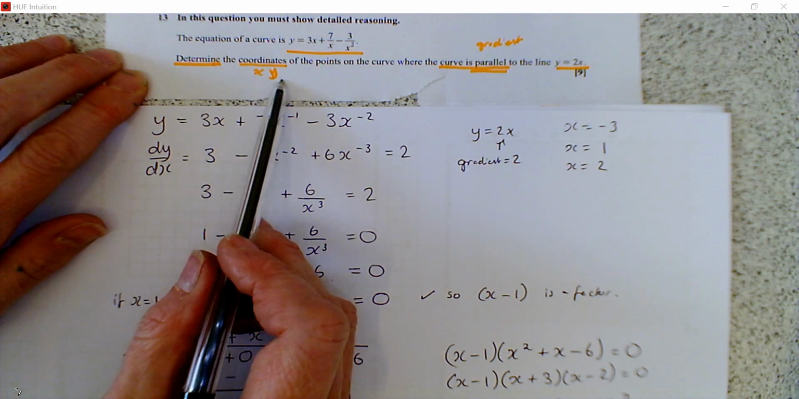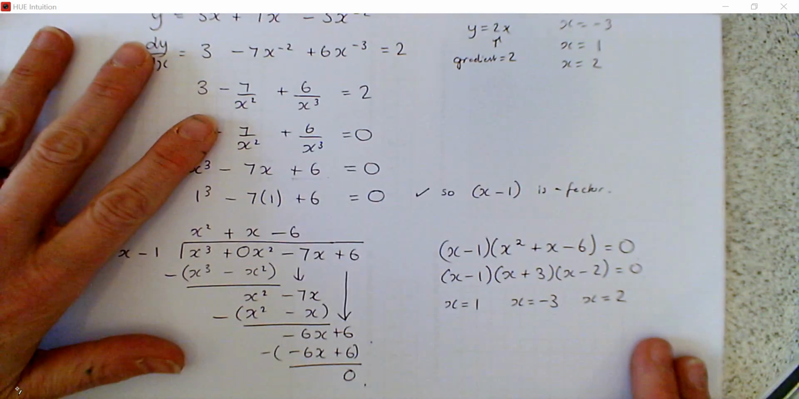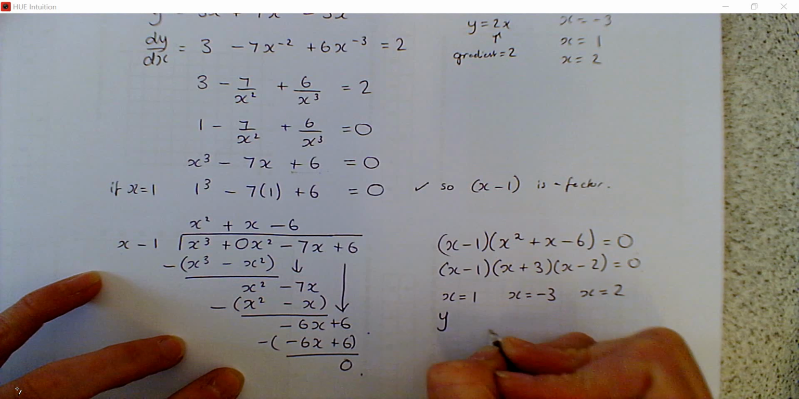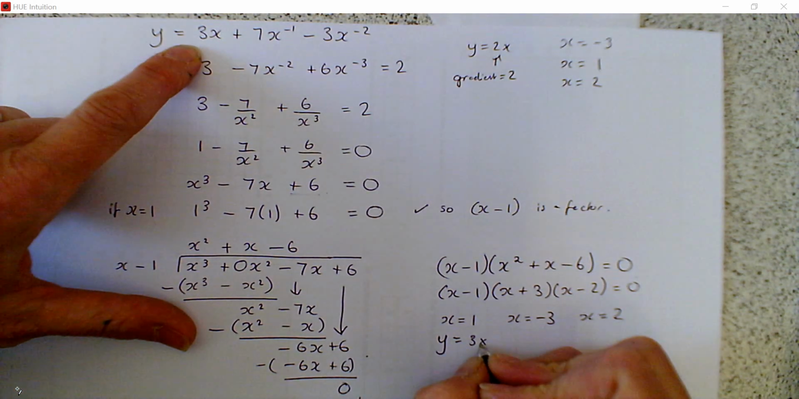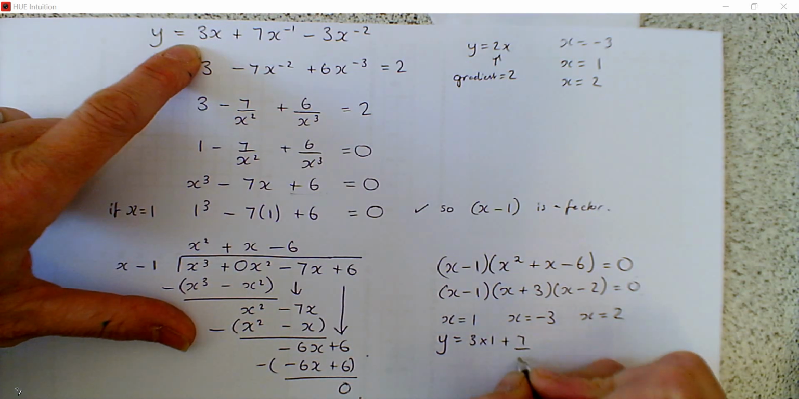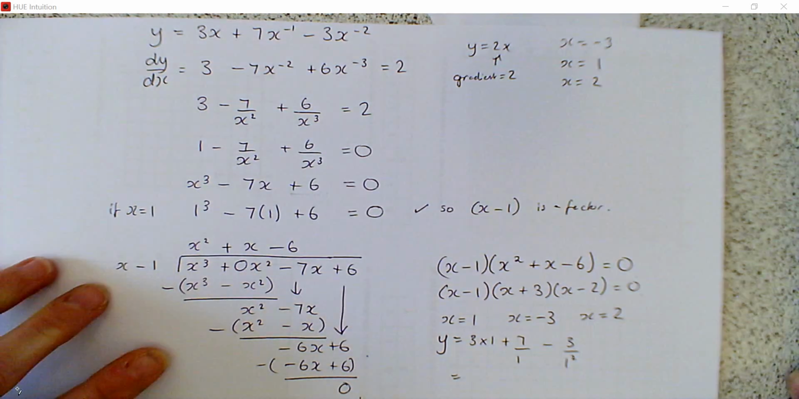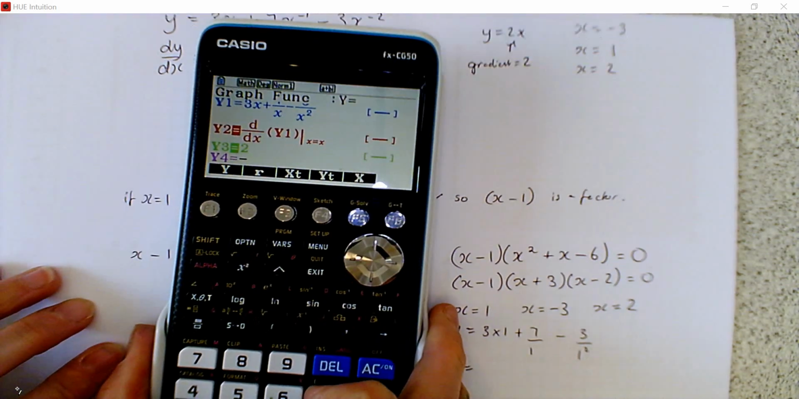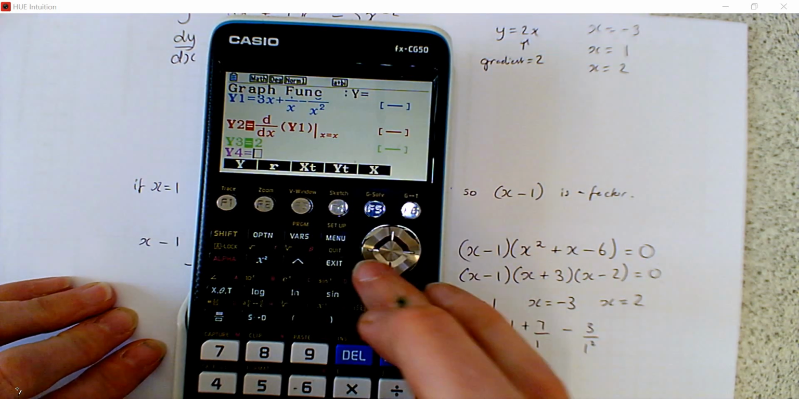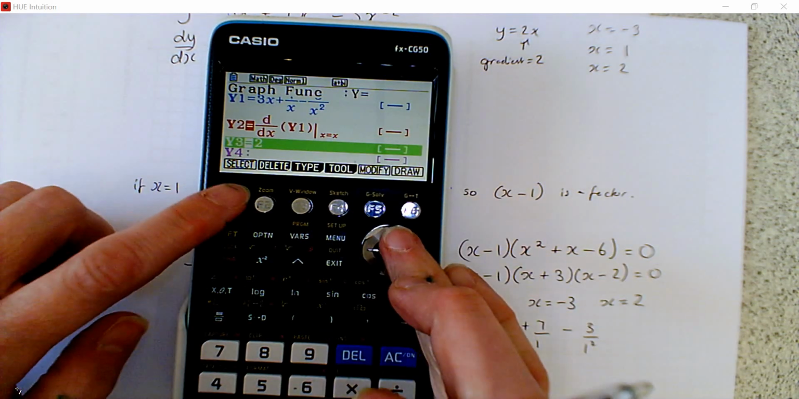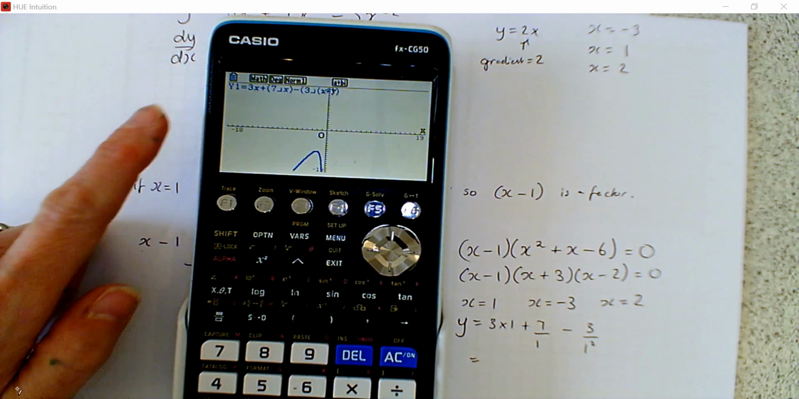So we need x and y coordinates of the points on the curve where the curve is parallel to that. So I need to work out my y values. So for example, I would substitute this one into the original. So I've got 3 times 1 plus 7 over 1 minus 3 over 1 squared. Okay, now I'm going to cheat and just get my y coordinates from here. So if, oops, exit, there we go. I'm going to deselect the gradient bits, and I'm going to select the original graph.